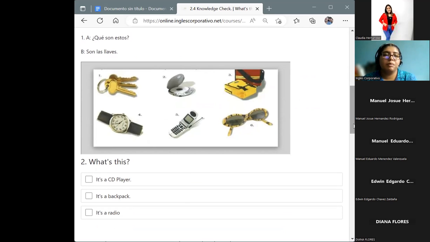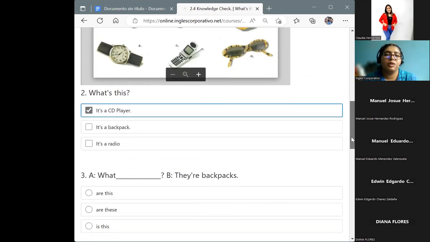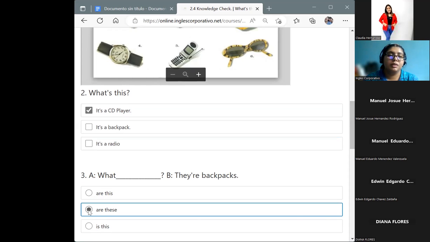For example, in the number two, what is this? What is in the number two? A CD player, a backpack, or a radio? It's a CD player. Good, it's a CD player. Now, number three, what are these? Is this or are these? Uno, dos o tres. Are these? Two. One or two? Are those? Number two, this one.